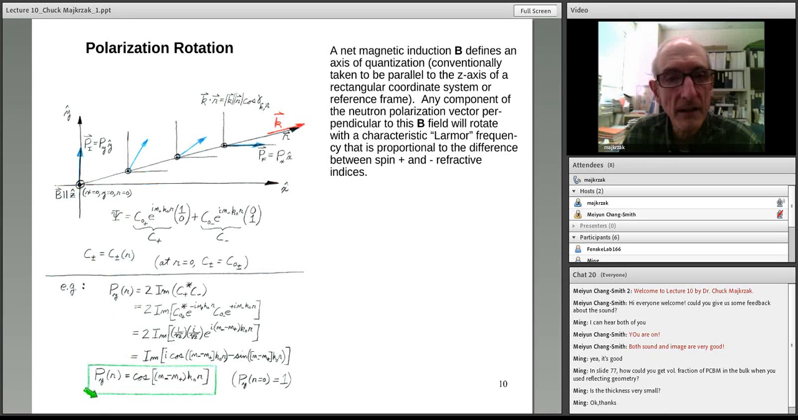And it turns out, if you go through the math, the y component of polarization, in this case illustrated at the top of the page, varies with distance r along the path of the neutron, parallel to its propagation direction k. It varies as the cosine of an argument consisting of the difference between the refractive indices for spin up and spin down, the propagation wave vector magnitude, and the distance over which it is interacting with that field. So we'll see how this is useful later on.